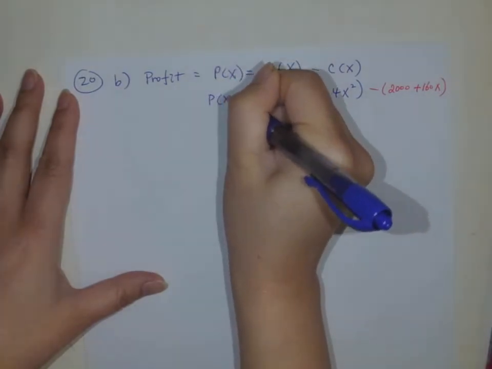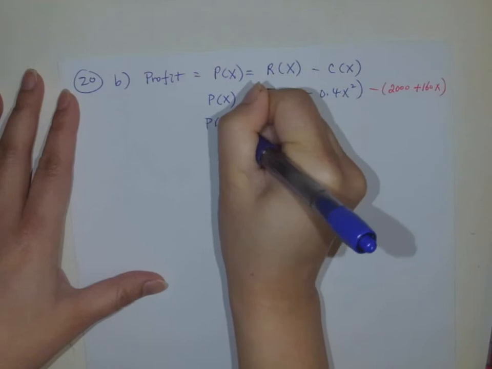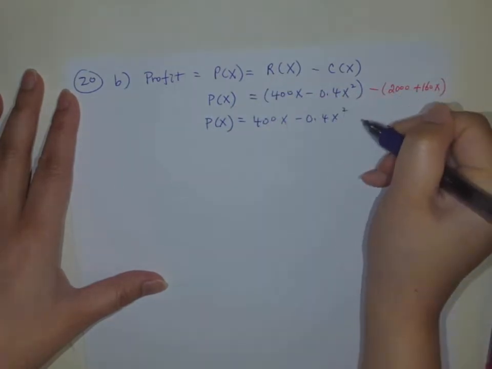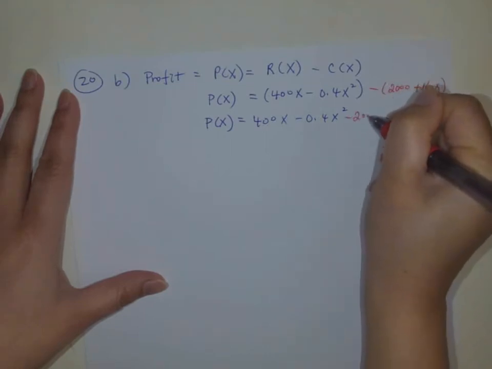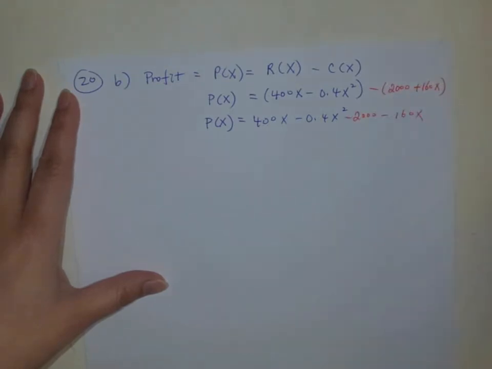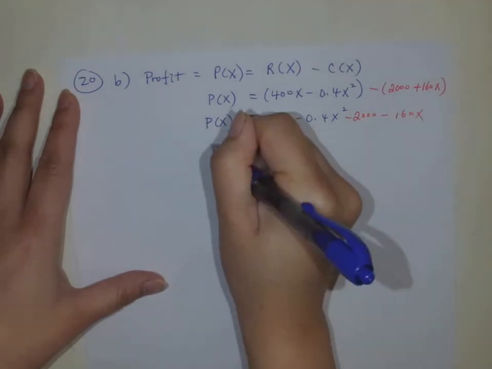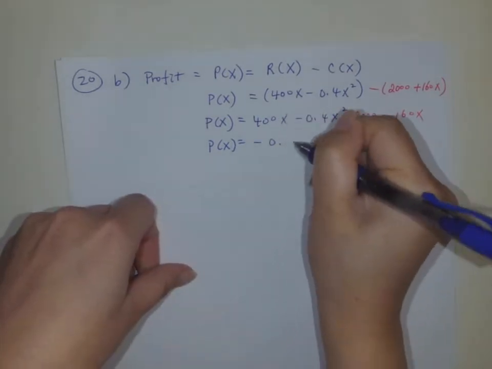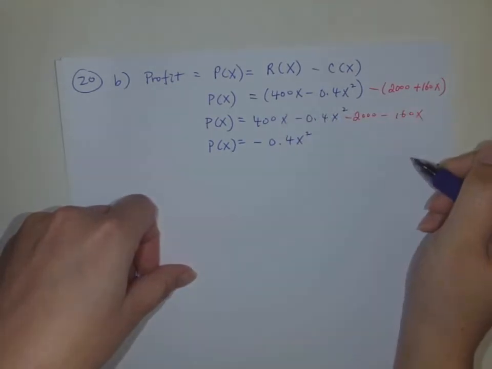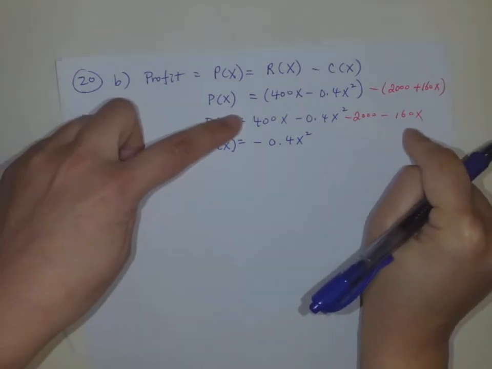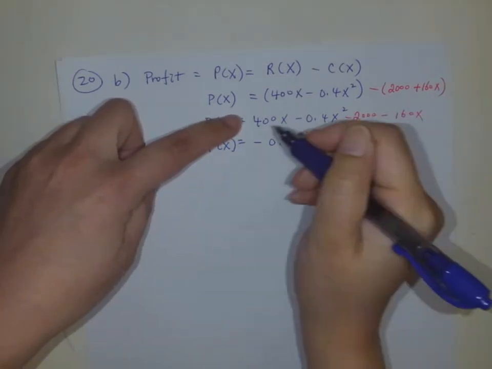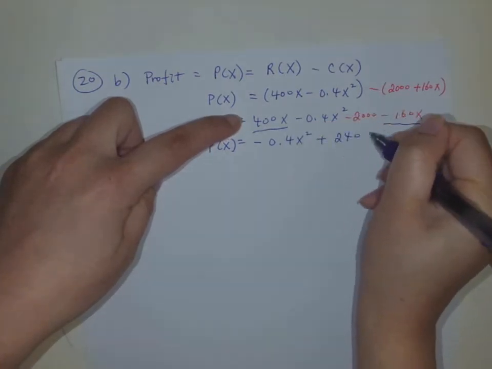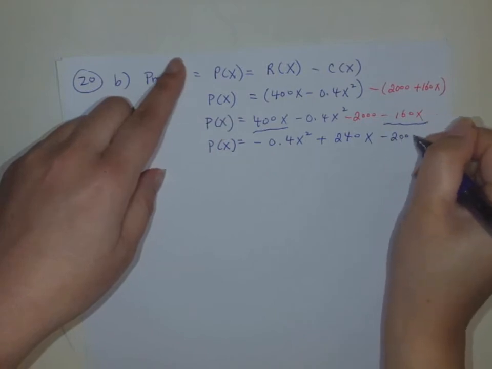Make sure you put in parentheses. So P of x equals 400x minus 0.4x squared, subtracting 2000, subtracting 160x. Okay, combine like terms. P of x equals, this is the highest power, negative 0.4x squared, and then the x like terms, 400x minus 160x is 240x, and then we need to subtract 2,000.